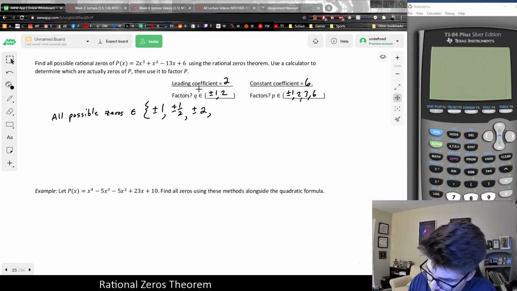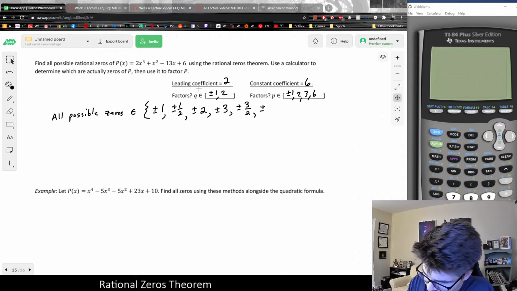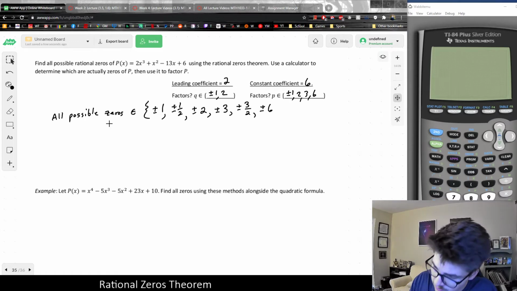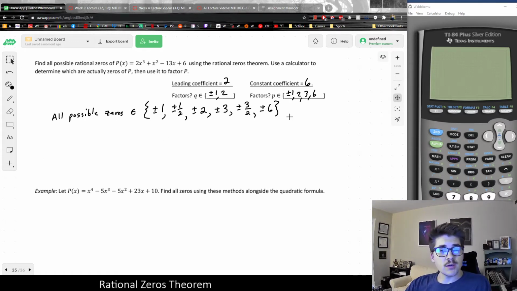Then it could be plus or minus 3 over 1, which is 3. It could be plus or minus 3 over 2. It could be plus or minus 6 over 1, which is of course 6. Or plus or minus 6 over 2, which again, that is 3. I already have that in my list, so I don't need to say it again. And usually we write sets in order, but I don't want to rearrange it, so it doesn't really matter if it's not in order from largest to smallest. But you get the picture.